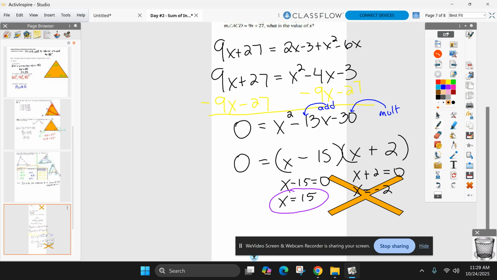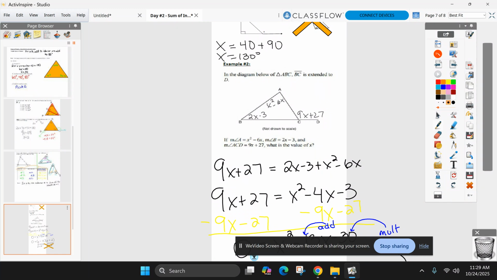A positive answer, depending on what's written here, may result in a negative answer. Okay? Because look, let's say, perfect example, one of our answers was positive 1. 2 times 1 minus 3. That's going to be a negative angle again. So just because it's positive doesn't mean it's okay. You've got to plug it back in and try it out.